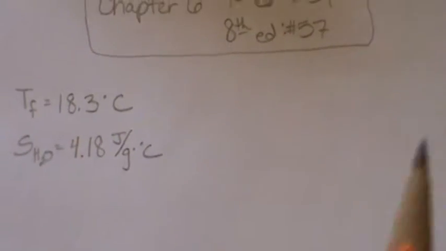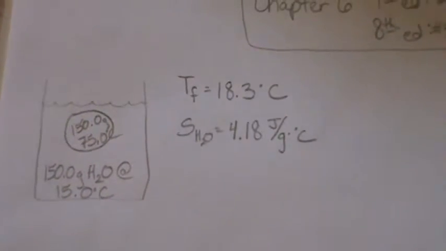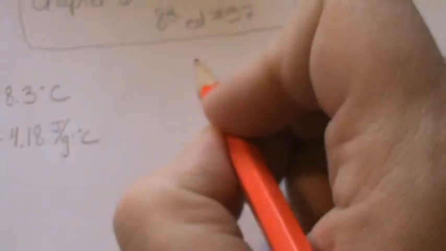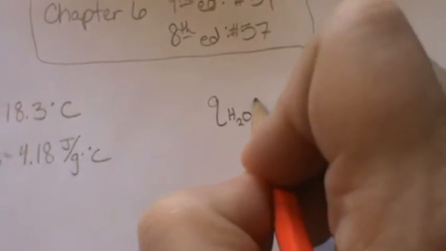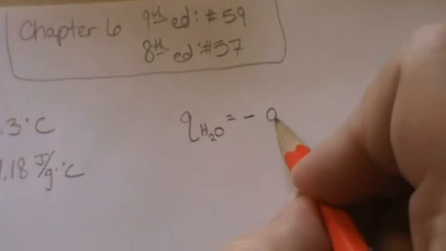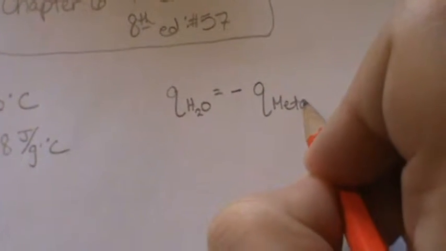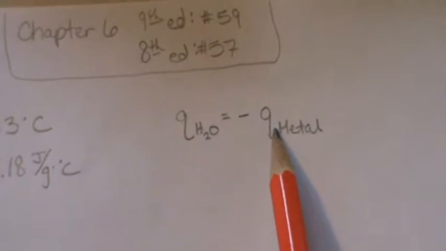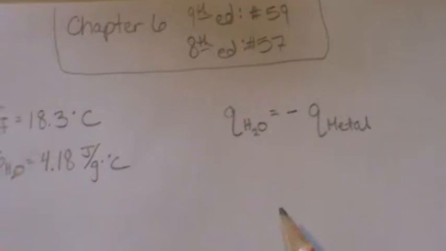Okay, so what we need to do here is set our Q's equal to each other. So we did a lot of these in class. This is just slightly different than the ones that we did in class. And what we would do is we would say that the Q value of our water is equal to the opposite of the Q value of our metal, because the heat lost by the metal is equal to the heat gained by the water.